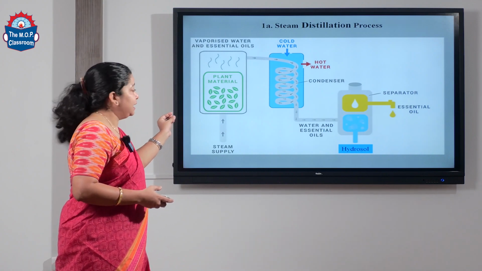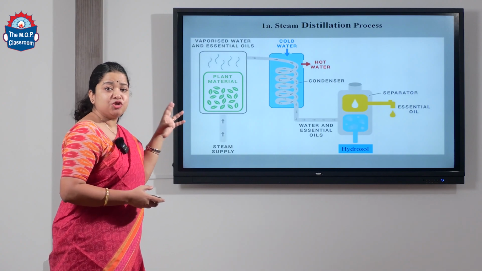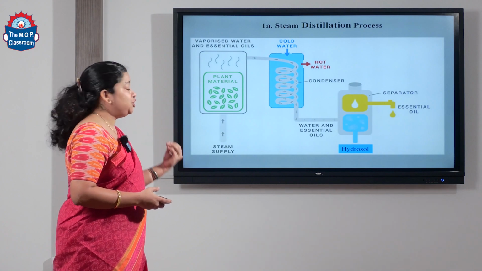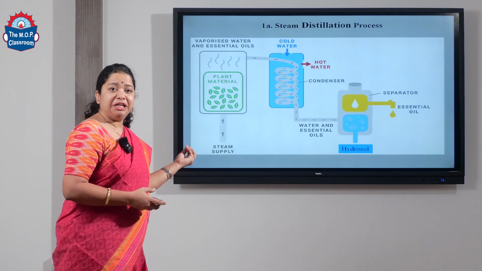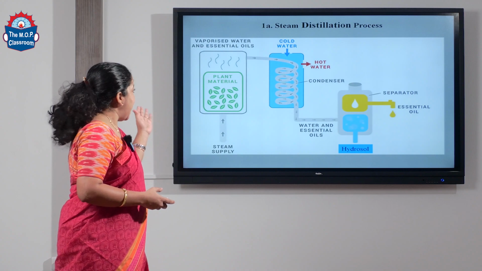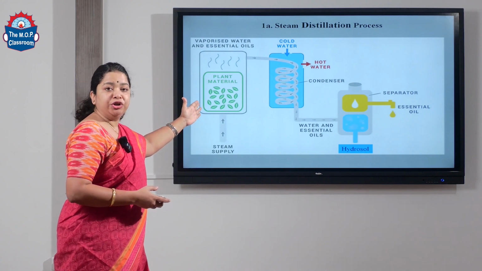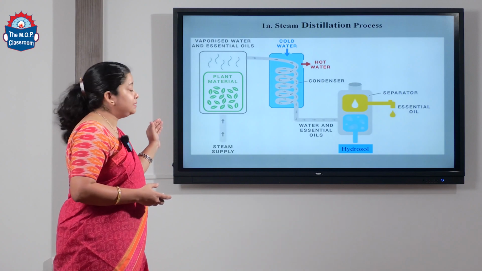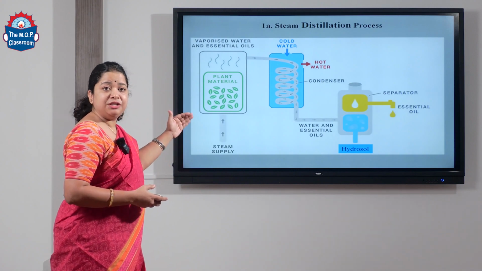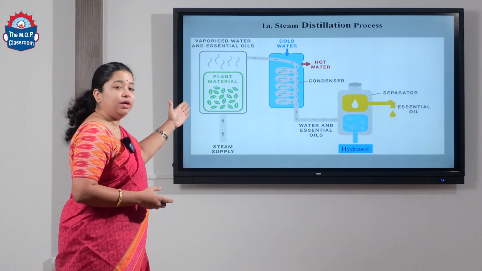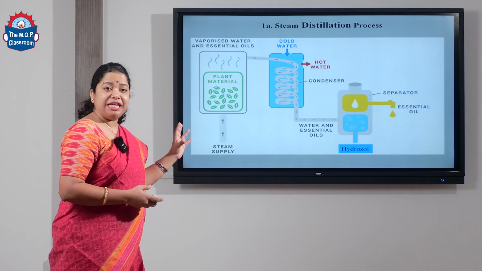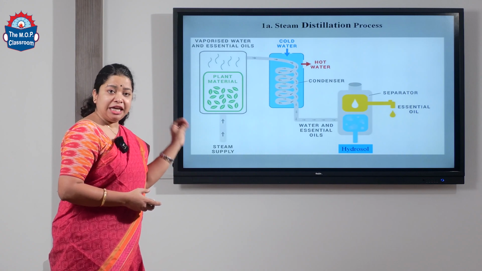Now the plant material, once it gets heated up, the vaporized water, in terms of the water that's getting evaporated, and the essential oils which are released from the plant material, start moving upwards and gradually move on to the condenser. The condenser has cold water, and once the hot vapor along with the essential oils moves across the coils of the condenser, they gradually change state. They change from the gaseous state to the liquid state.